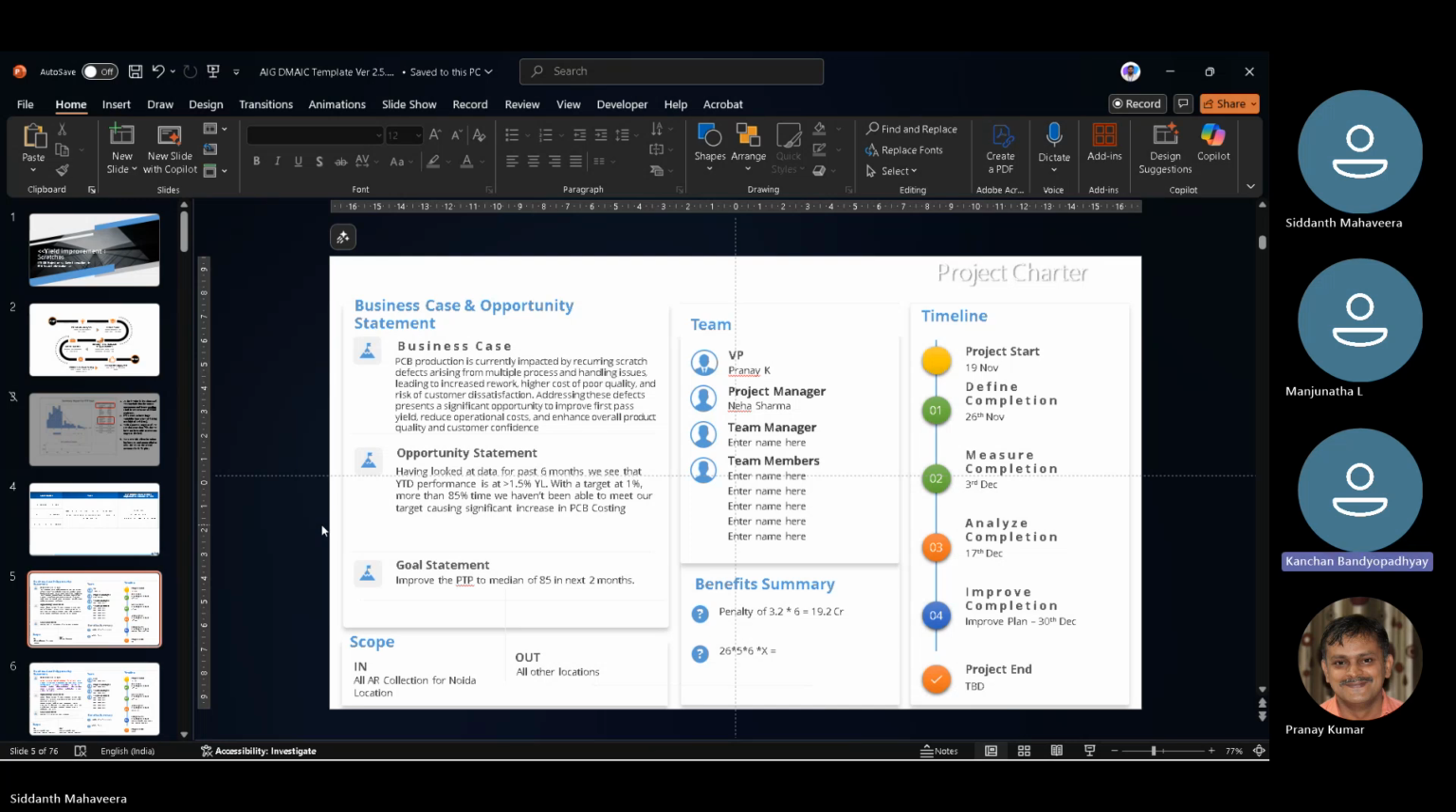Now my suggestion would be, if we consider XYZ percentage increase in rework and scrap, if possible, can we quote some percentage on productivity loss? Basically, 1.5% is the yield loss due to scratches. The target is 1%, which is the business decision from the senior leaders. Now we need to achieve the target of 1%.